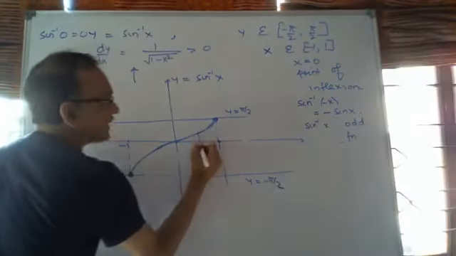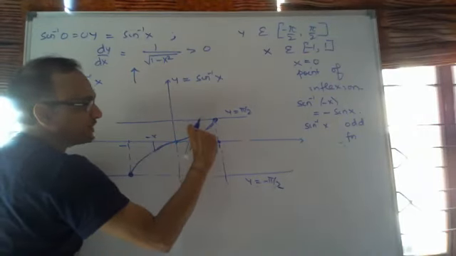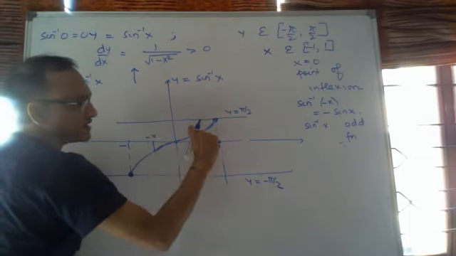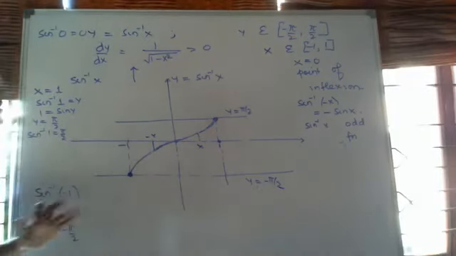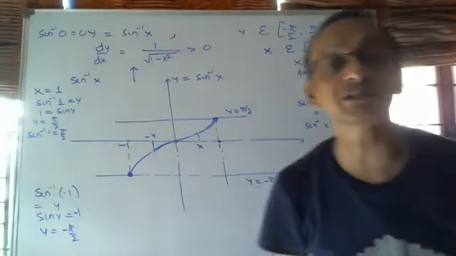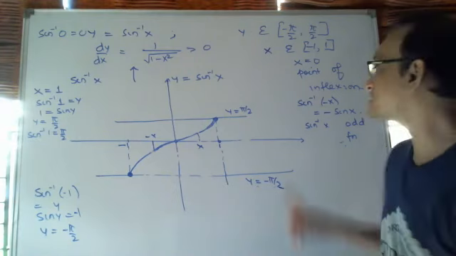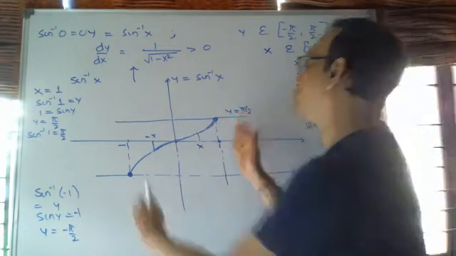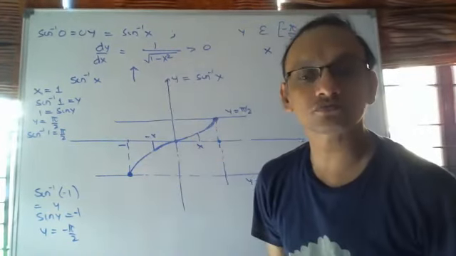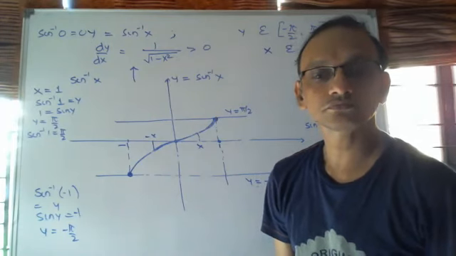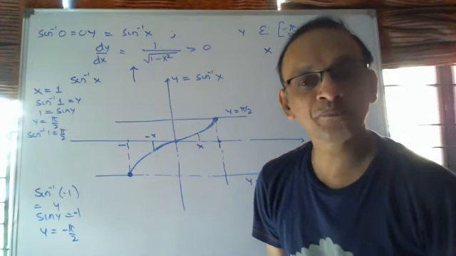It means the value at x, and the value at minus x is the negative of this value. At x the value is this, and the negative of this value is this. This is sin inverse x, this is sin inverse of minus x, and these are negative of each other. It's symmetric about the origin. An odd function, increasing function, domain -1 to +1, range -π/2 to +π/2. Got it?